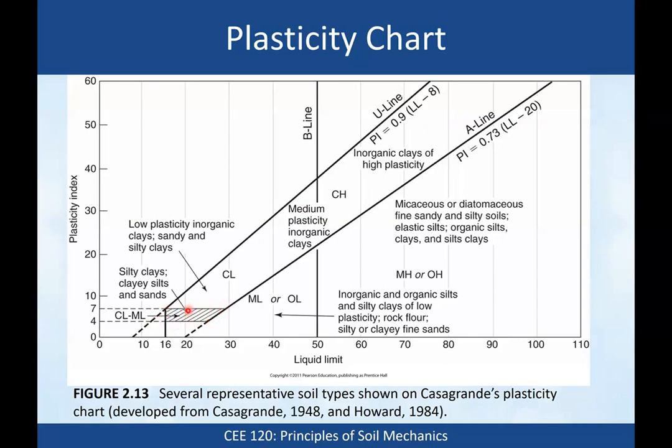The hatched region right there lies between a plasticity index of 4 and 7, and it's within what would be the CL region. So if your soil plots in that region, then we give it a silt-clay kind of designation, CL-ML, two symbols. So it really is having properties of silt and clay both together. So it's like a silty clay or clayey silt, something like that. So anyway, that's how the plasticity chart works.